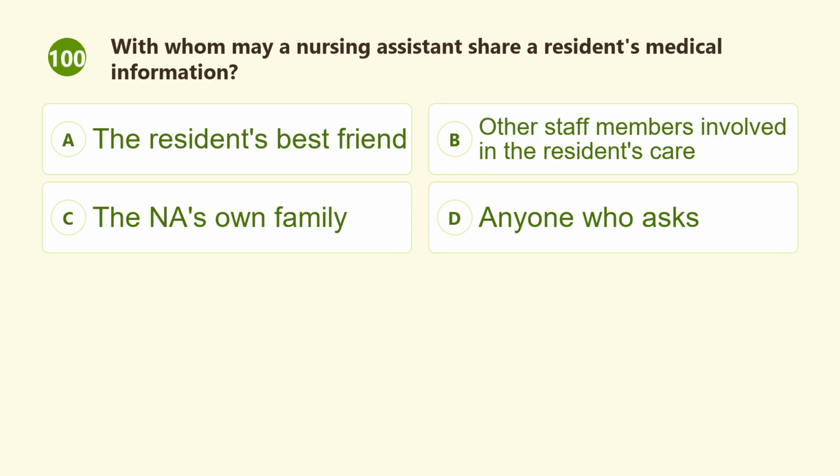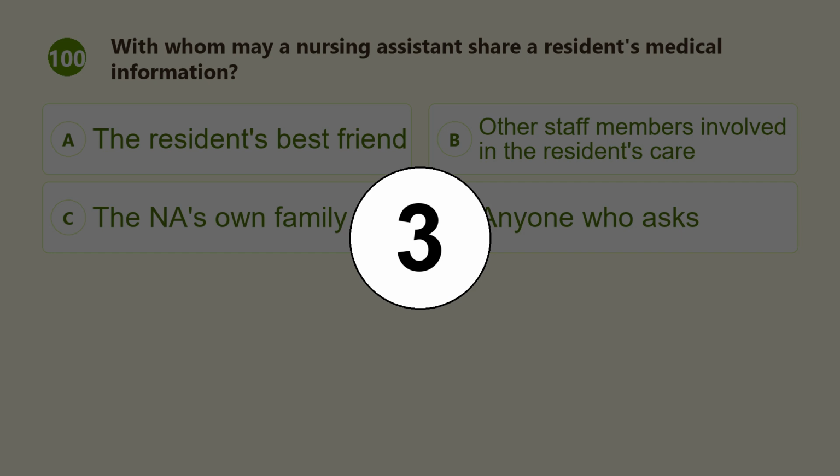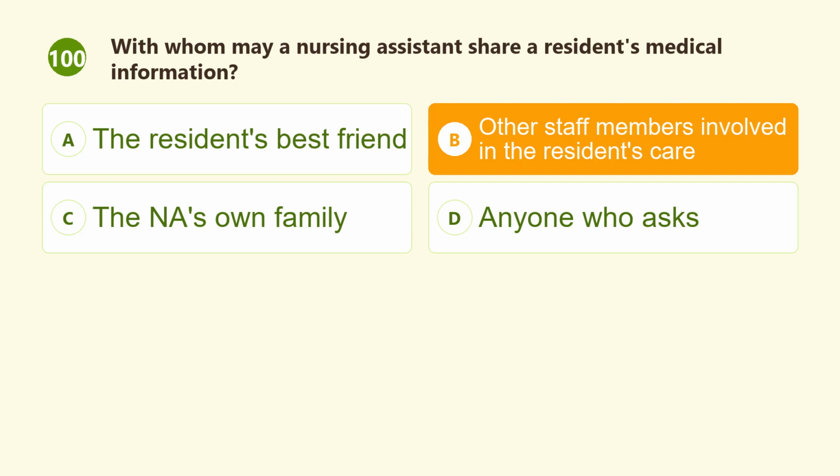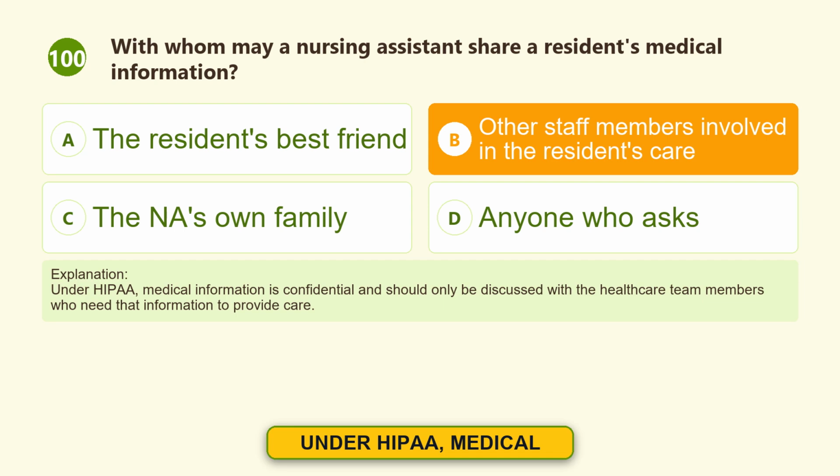Question 100. With whom may a nursing assistant share a resident's medical information? Option A, the resident's best friend. Option B, other staff members involved in the resident's care. Option C, the NA's own family. Option D, anyone who asks. The correct answer is option B, other staff members involved in the resident's care. Under HIPAA, medical information is confidential and should only be discussed with the healthcare team members who need that information to provide care.